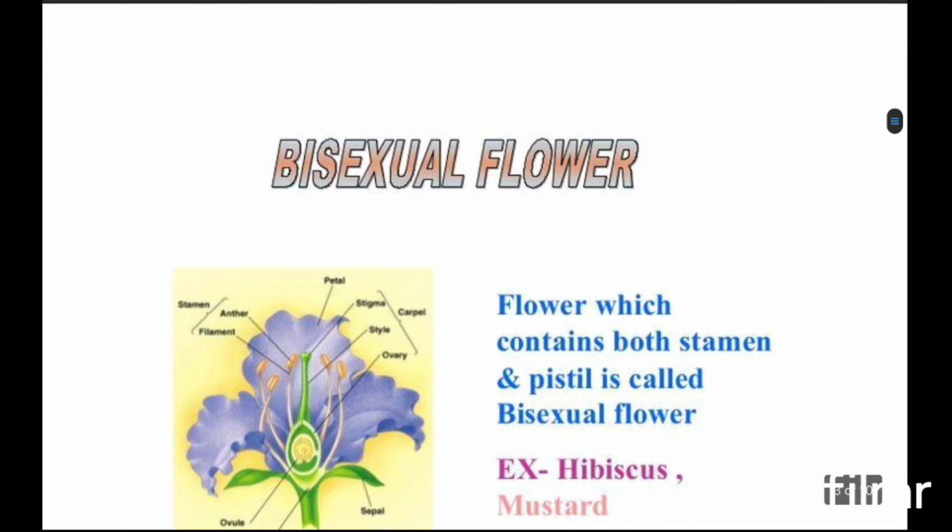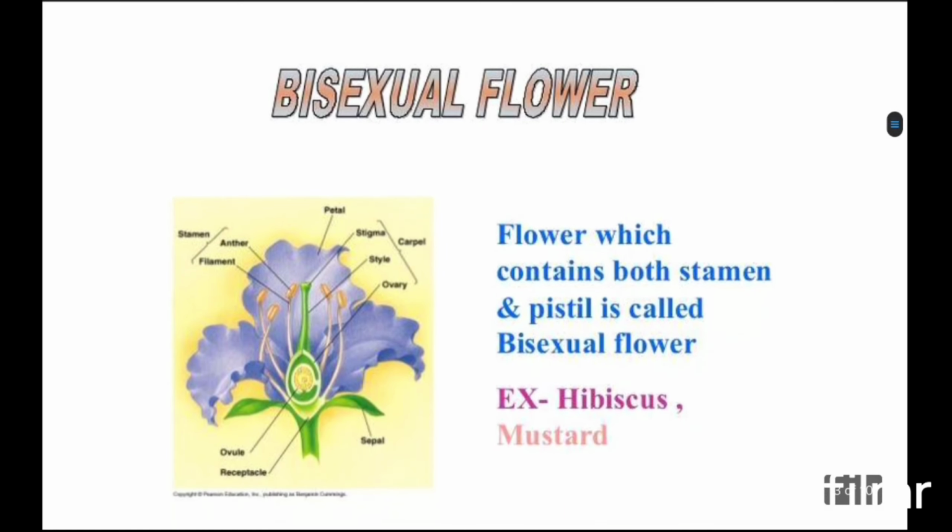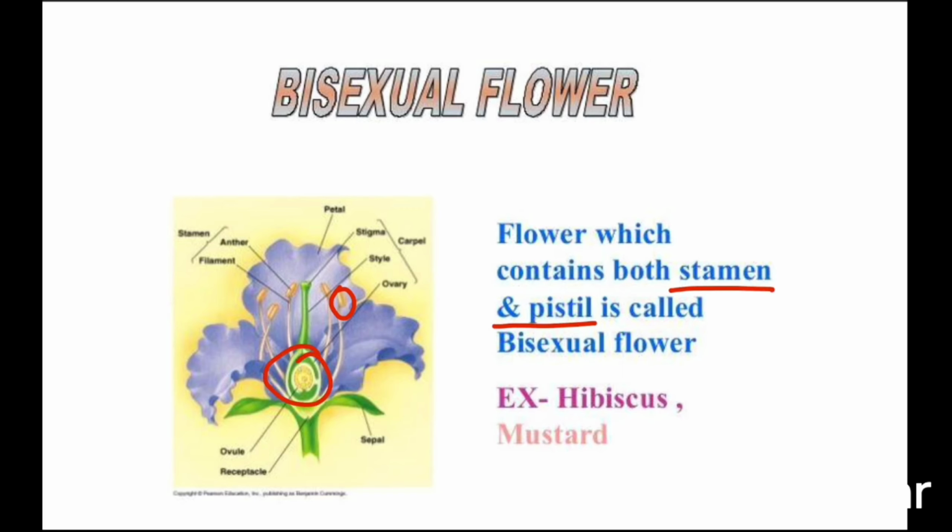Now you can see the bisexual flower. What is the specialty here? The flower contains both stamen and the pistil or the carpel. The main examples, very easy examples, are hibiscus or khudel, or mustard. These are common examples. You can see the hibiscus flower given here. You can see the male part, which is the anther and the filament, and the ovary part, both present in the same flower. Then it is called a bisexual flower, right.